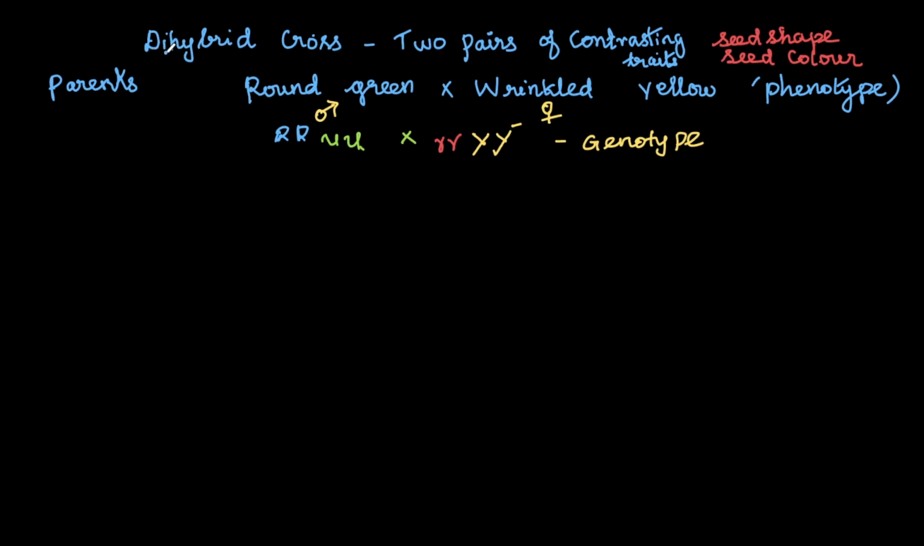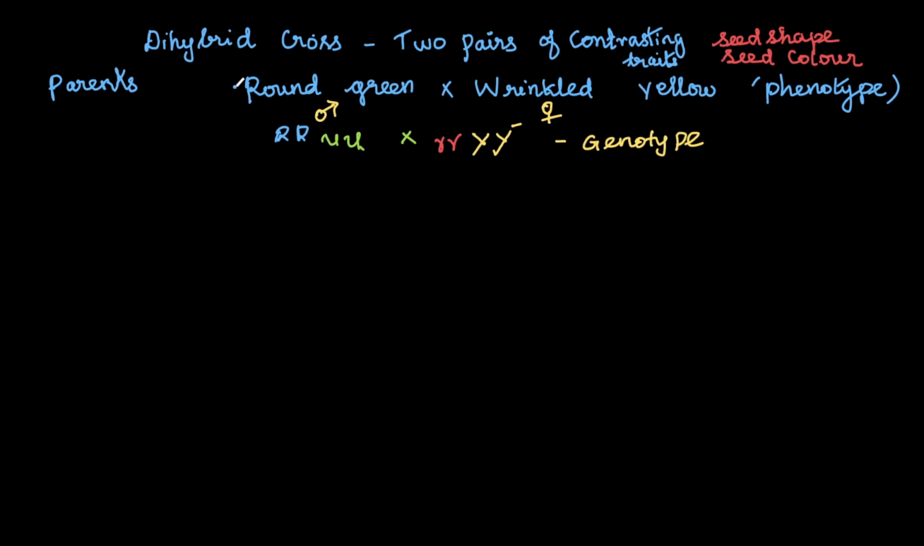We are going to see the dihybrid cross. In his dihybrid cross experiment, Mendel took a pea plant with two pairs of contrasting traits. He was focusing on seed shape and seed color.